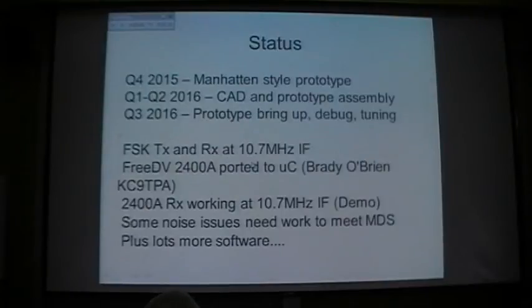So where are we at with this project? It started in, I guess, the last quarter of last year. I started prototyping it on the bench, Manhattan style. Then the CAD people started working on it through the first 6 months of this year, and then we got the prototypes assembled. The first one we've got up here, I've hand assembled. We also had a couple built by my friend in China who manufactures the SM2000s.